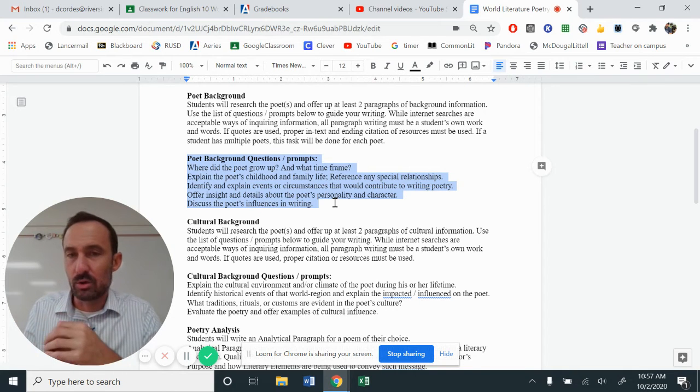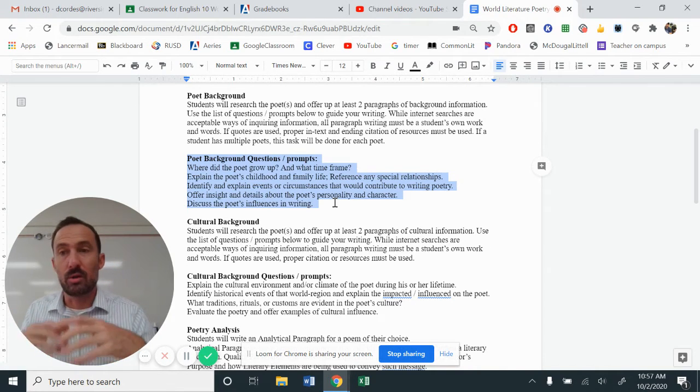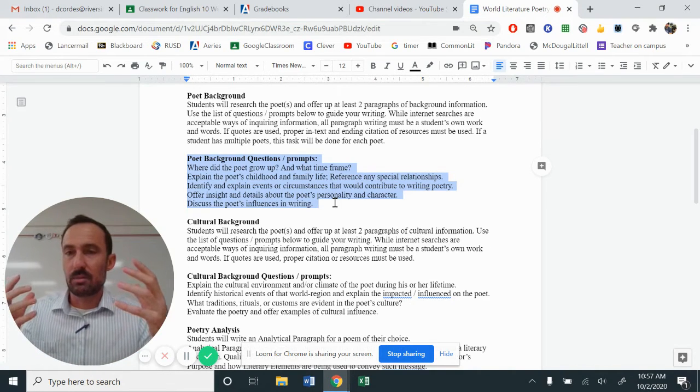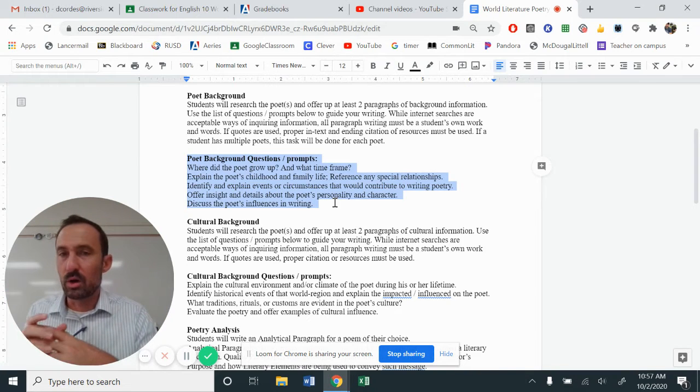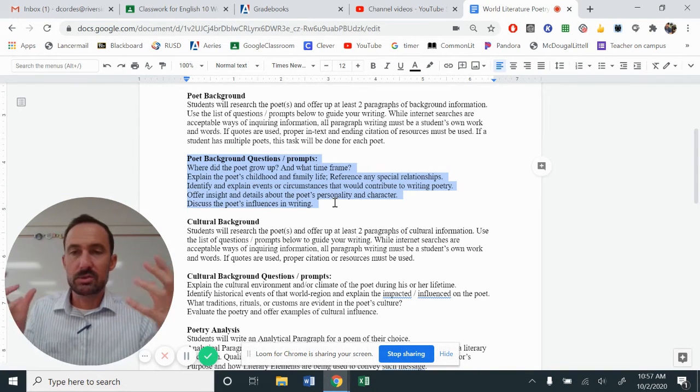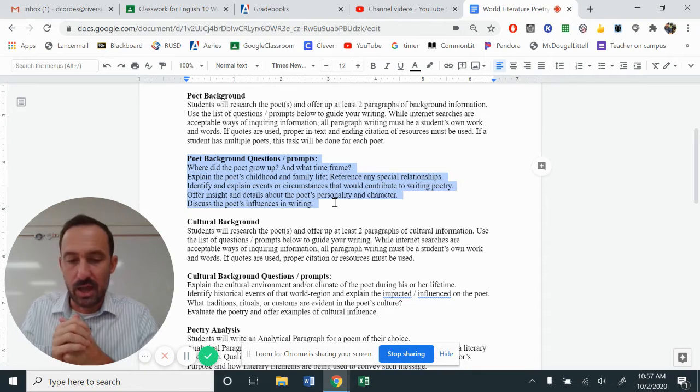So where did the poet grow up? What was the time frame? What years? Explain the poet's childhood and family. Did they grow up in a rich community? Were they poor? Did they have lots of brothers and sisters? Were they the only child? Reference any special relationships. Maybe they were married, maybe they weren't.